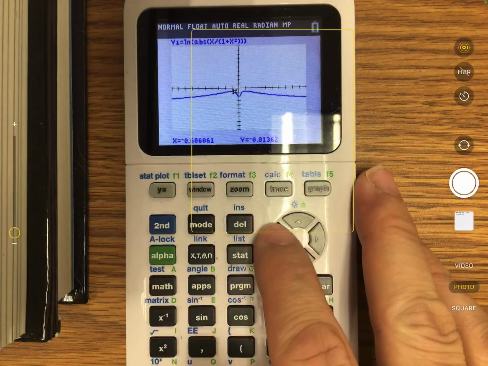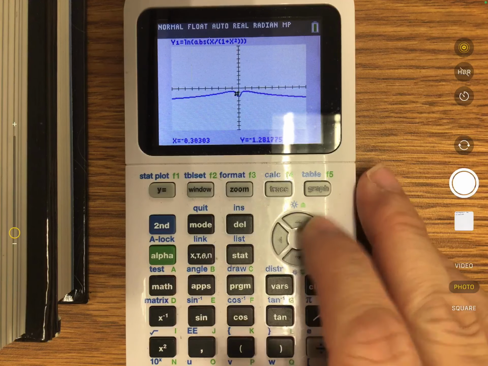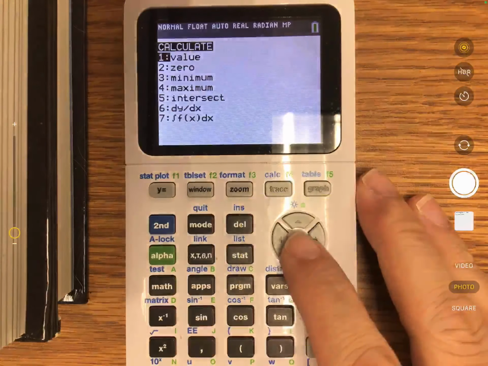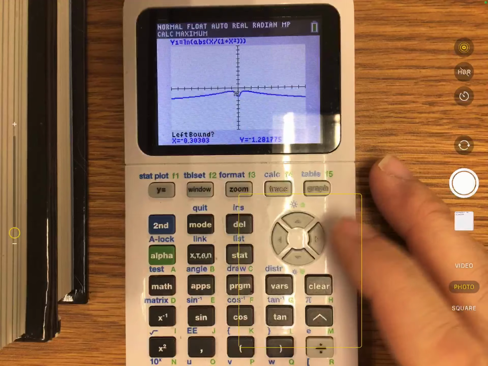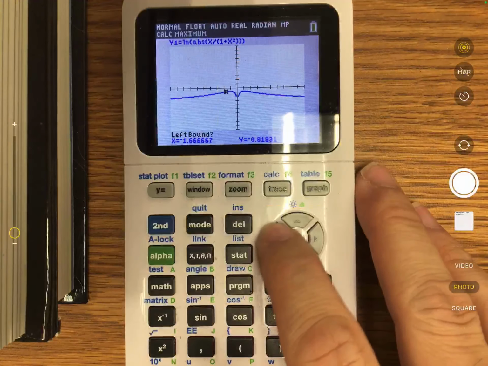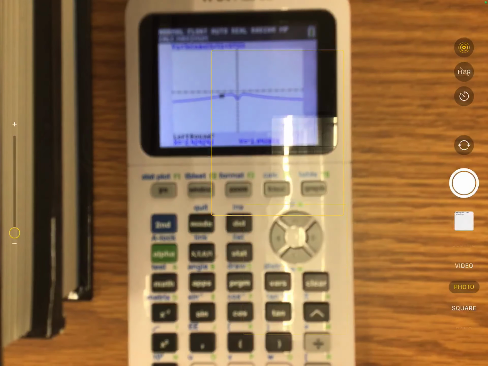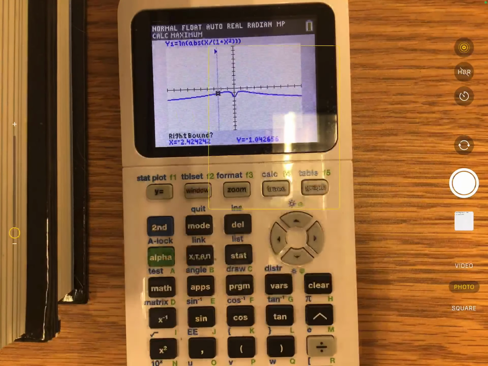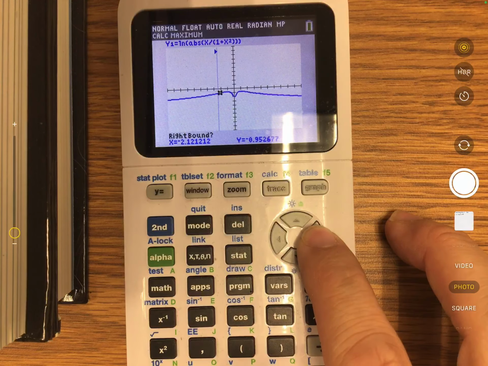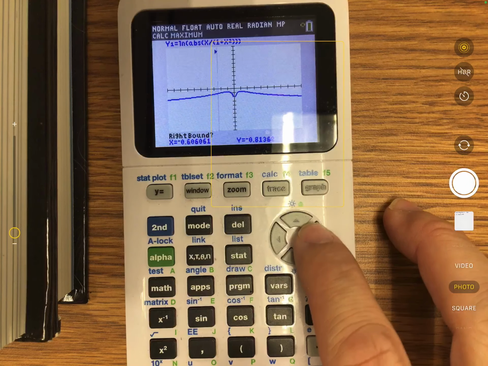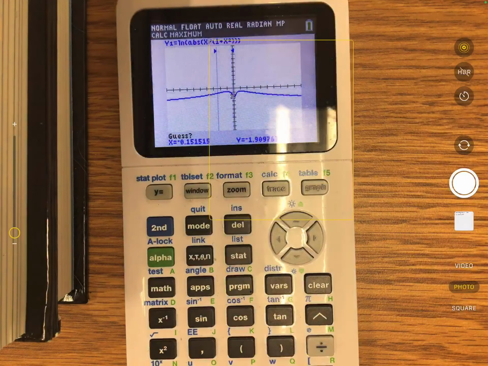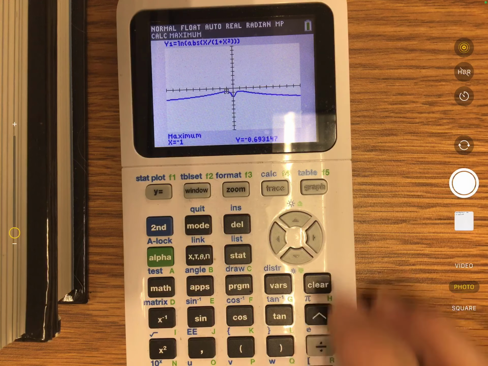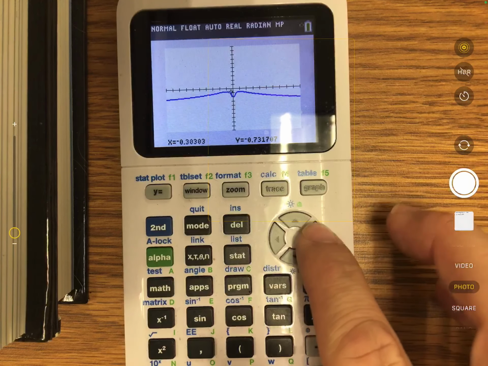Okay, so let's go ahead and second calculate. We want to find the maximum. And we're going to set our boundaries here. Make sure you set your boundaries definitely to the left and to the right of those spaces here. So 1 to the left, 1 to the right. So negative 0.693147.